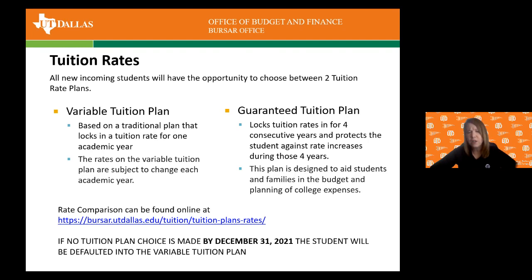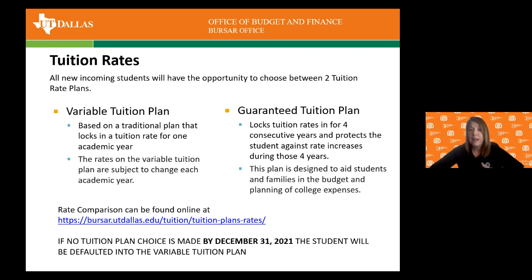Then we also have the guaranteed tuition plan, and that one locks tuition rates in for 4 consecutive years. So basically, whatever you pay this incoming spring session would be the same rate that you would pay for the next 4 academic years.